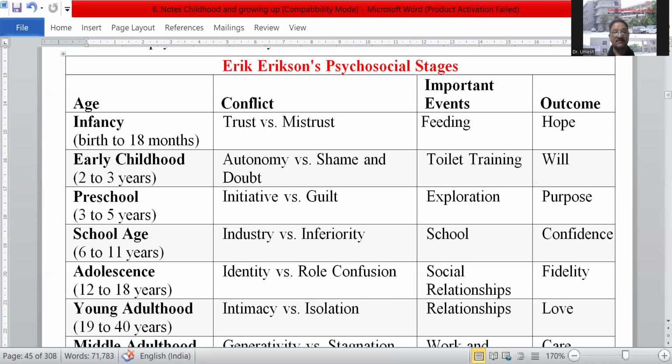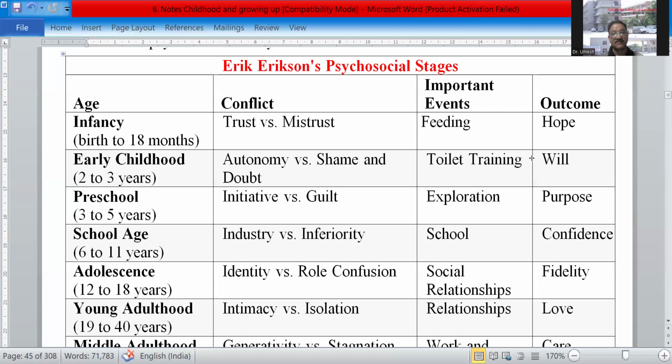After that, the second stage comes. This second stage is early childhood, from 1 to 3 years. Here the traits are autonomy versus shame or doubt. What is the virtue of this stage? That is will. That means it develops a sense of independence in many tasks. Generally, what happens at this time? That is toilet training. The outcome is will. That means, what is the will of a child?